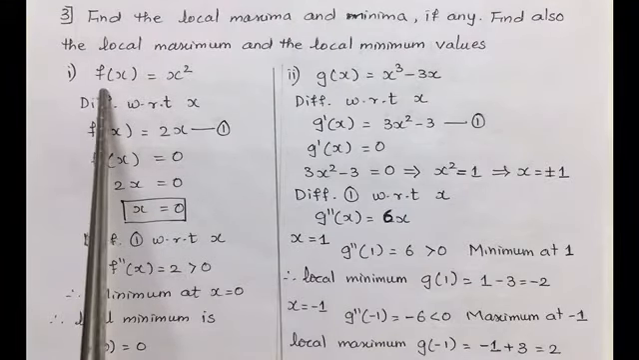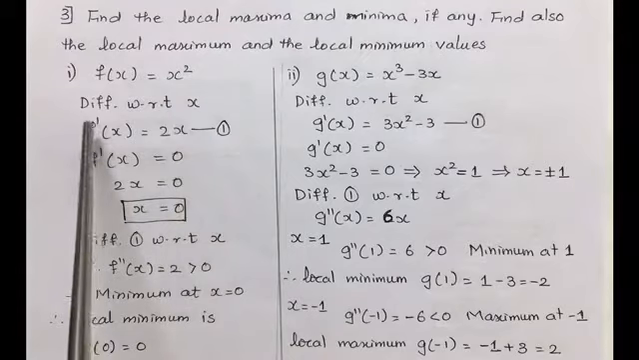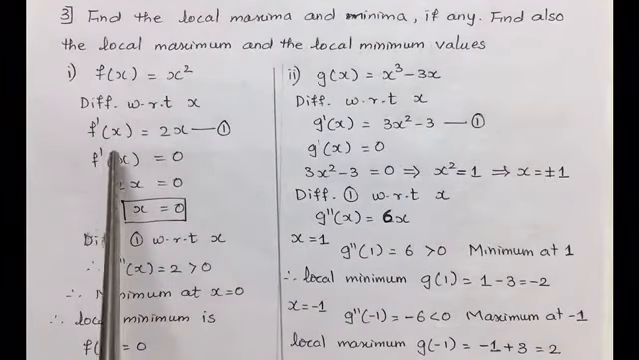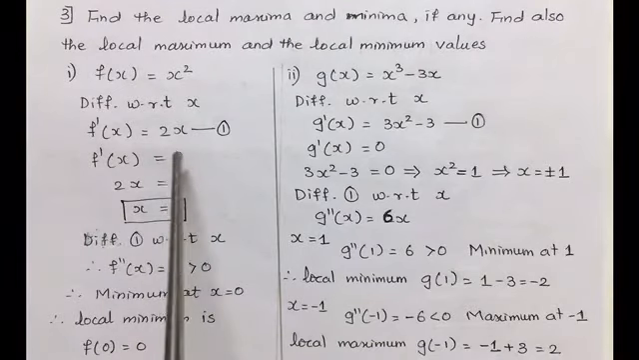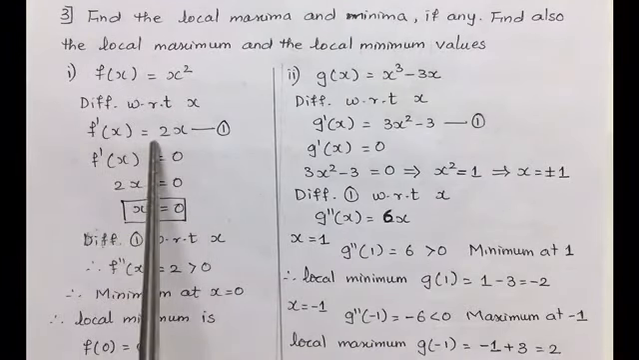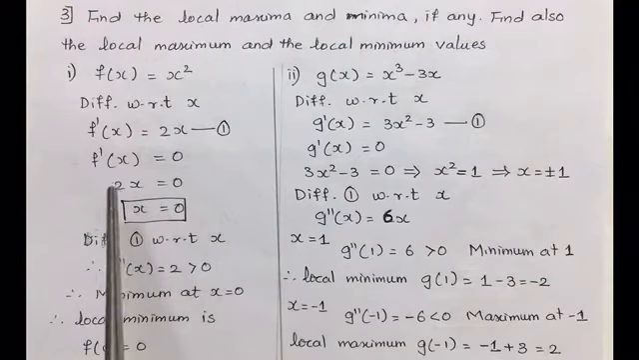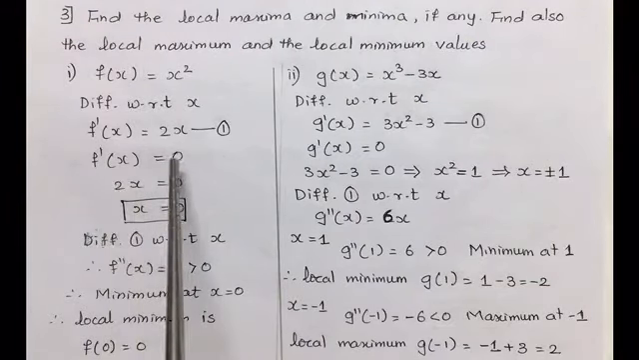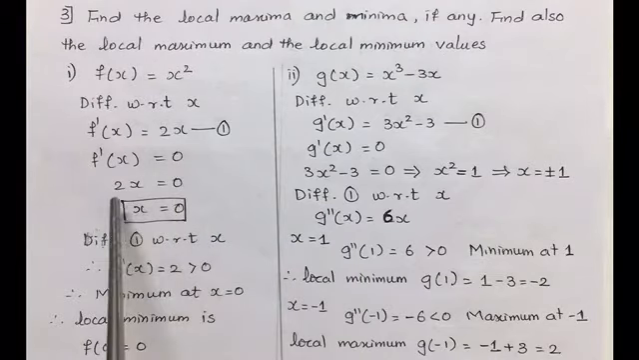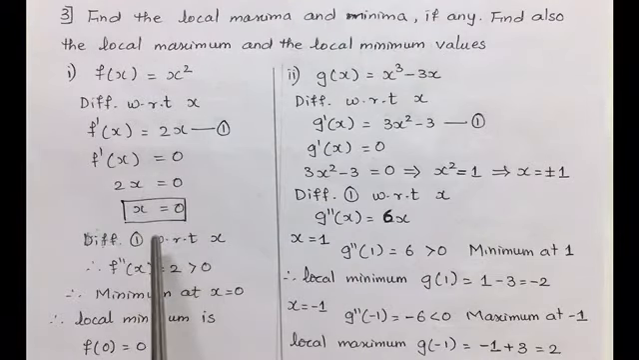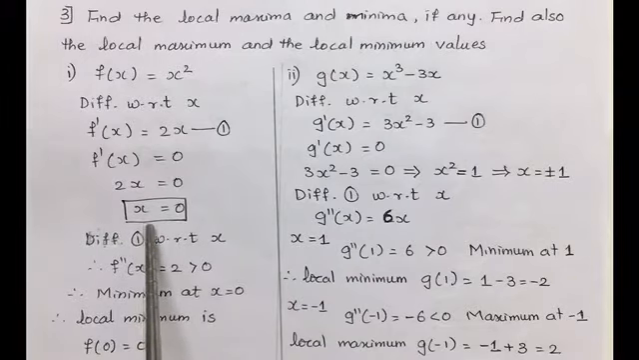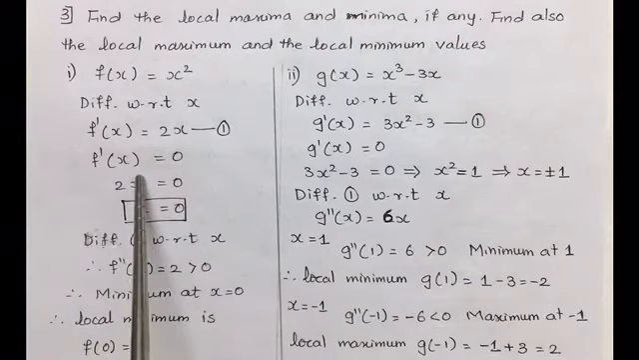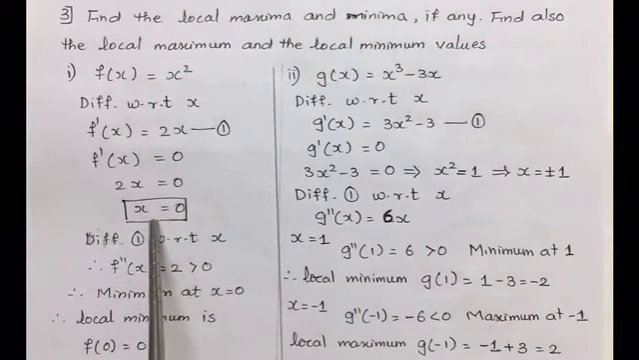it is given as f(x) is equal to x square. Differentiating with respect to x, we get f dash x is equal to 2x. Always, the first derivative we mark as 1. Now taking up the first derivative and equating it to 0, we get 2x is equal to 0. Therefore, the value of x is equal to 0. We equate the first derivative to 0 to calculate the value of x.